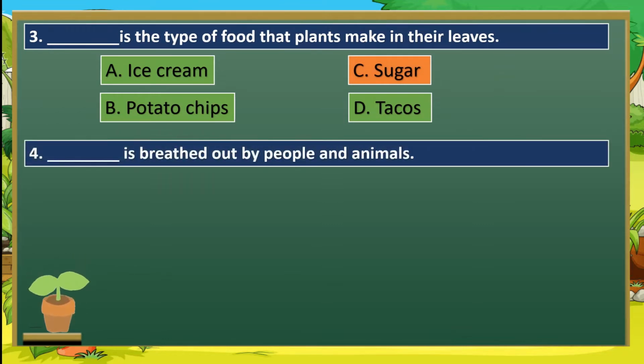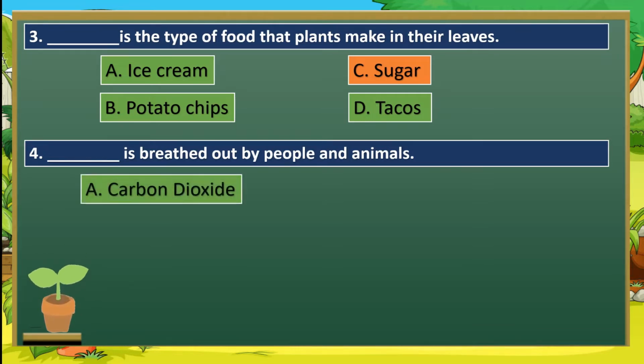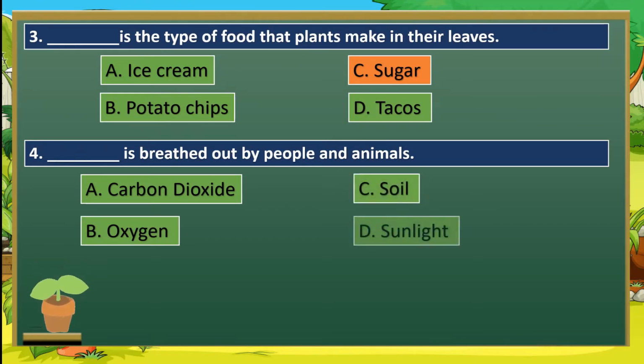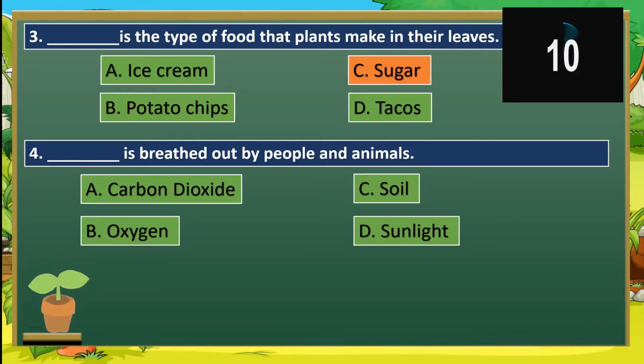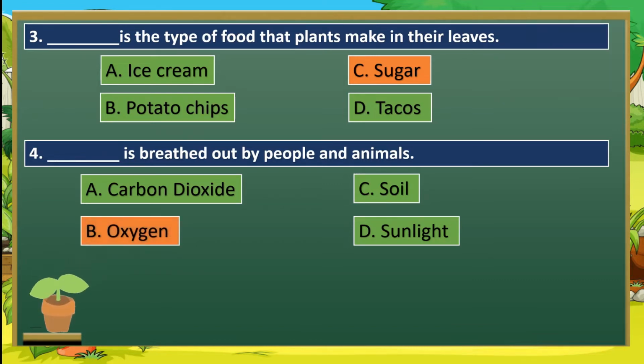Number 4. Blank is breathed out by people and animals. What is the answer? A. Carbon dioxide. B. Oxygen. C. Soil. D. Sunlight. Timer starts now. B. Oxygen is the answer. Good job, grade 4 learners.